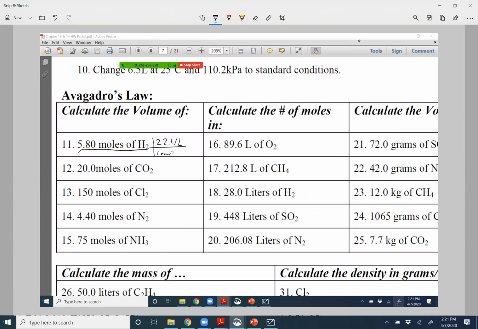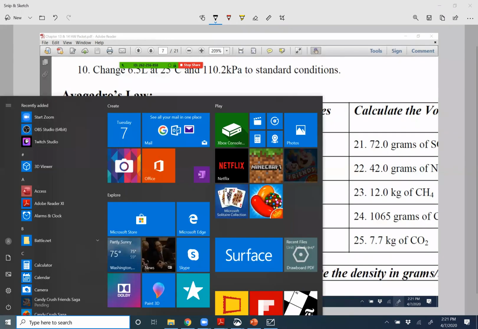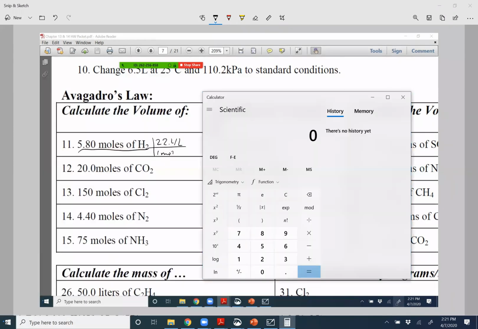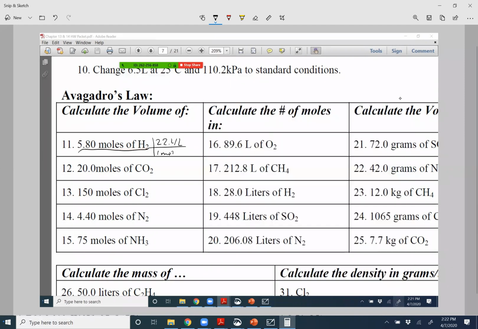And then we got the answer, which I've clicked off, but all right, I'll just do it again. 5.8 times 22.4. 130. We'll just round it up. So this is 130 liters. So if we had a balloon that contained almost 6 moles of hydrogen in it, it would be 130 liters.